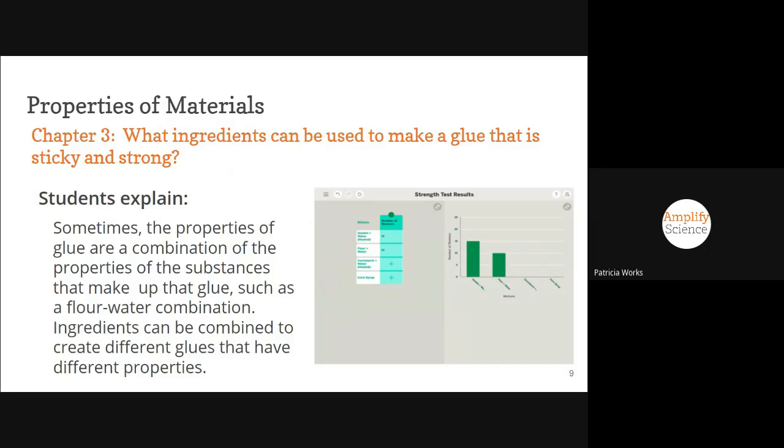At the end of Chapter 3, students are able to explain that sometimes the properties of the glue are a combination of substances that make up the glue, such as the flour-water combination. Ingredients may be combined to create different glues that have different properties. For example, baking soda, which is smooth, and flour, which is sticky, can be combined to make a smooth and sticky glue.